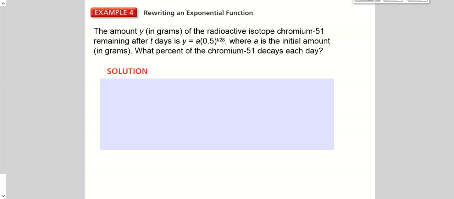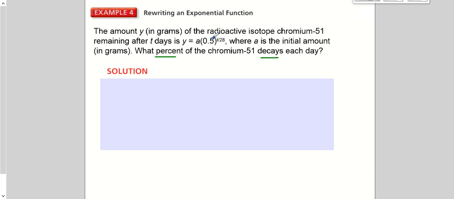Example 4. Rewriting an exponential function. The amount y in grams of the radioactive isotope chromium-51 remaining after t days is y equals a times 0.5 to the t over 28 power, where a is the initial amount in grams. What percent of the chromium-51 decays each day?